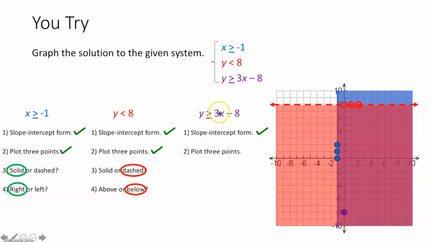We then use our slope to get the rest of the line. Our slope is 3. We write that as a fraction, 3 over 1. So that's our rise over run. We go up 1, 2, 3, right 1, put a point. Up 1, 2, 3, right 1, put a point. Sweet, we have our 3 points.